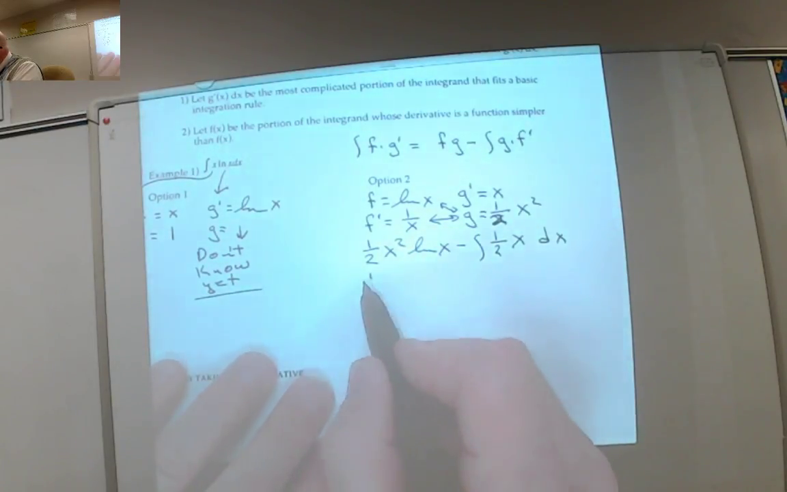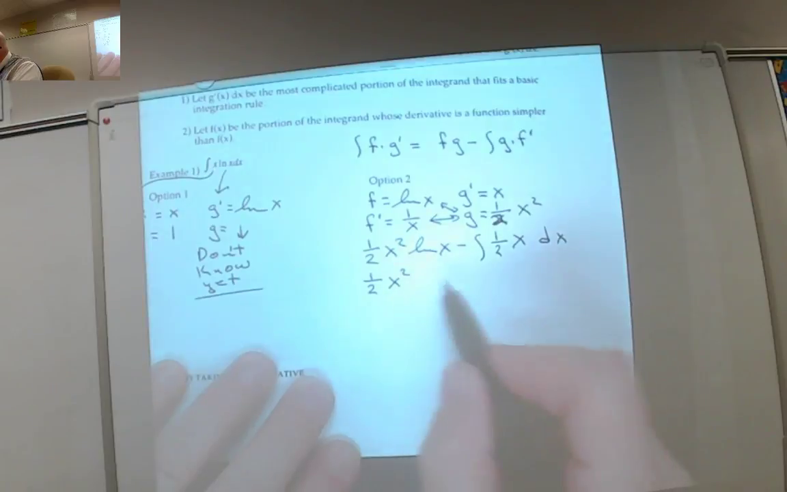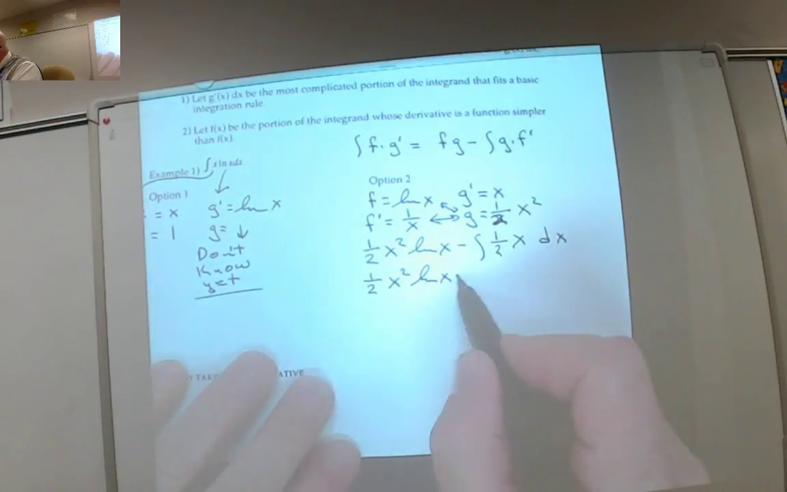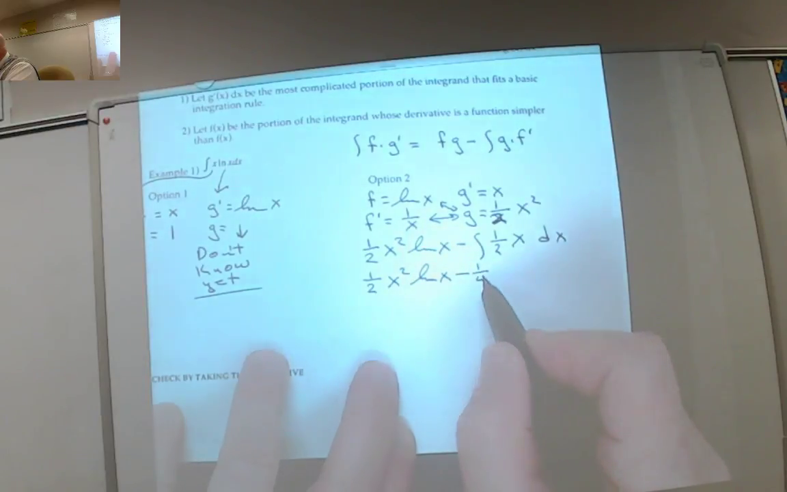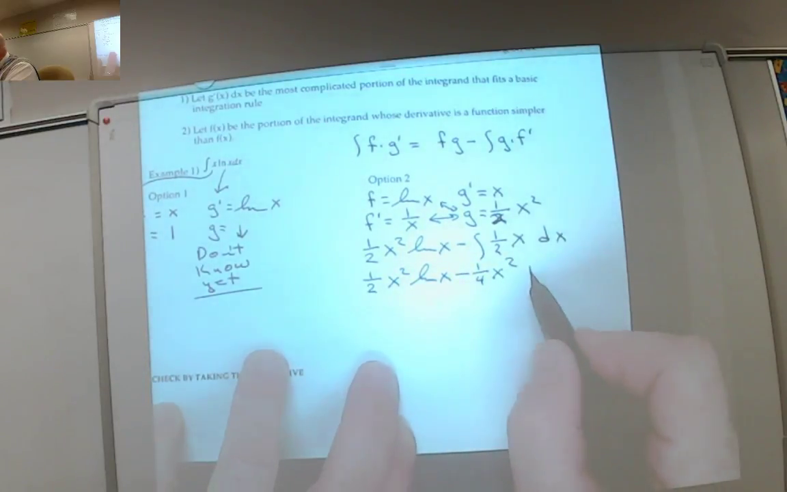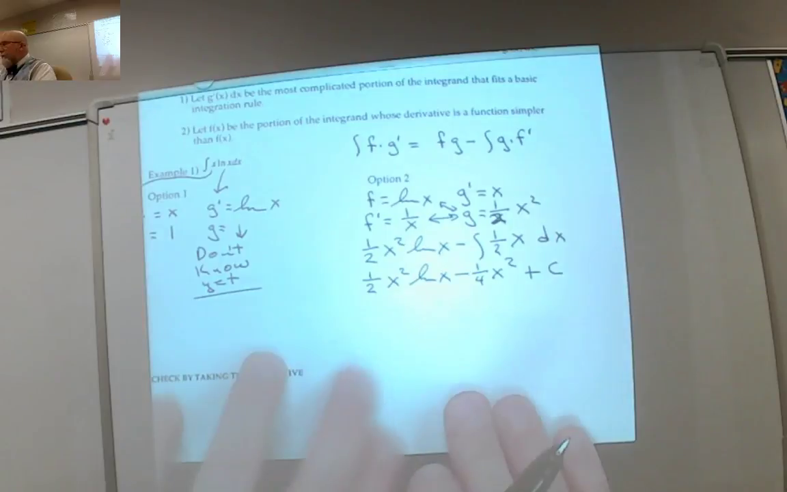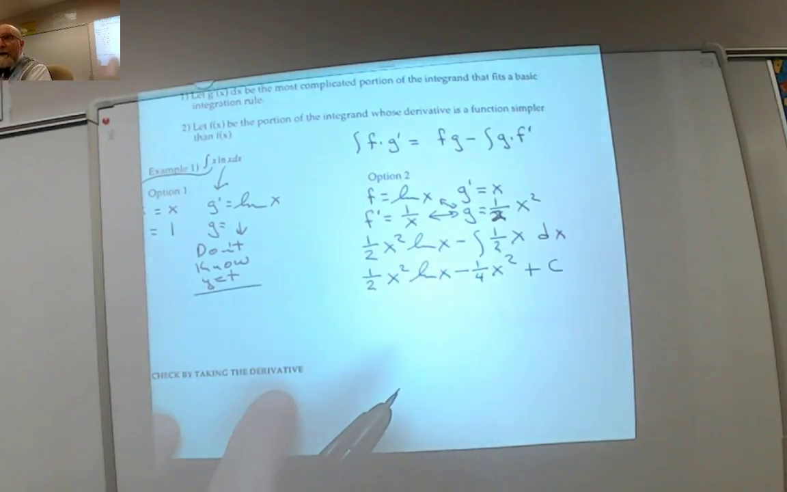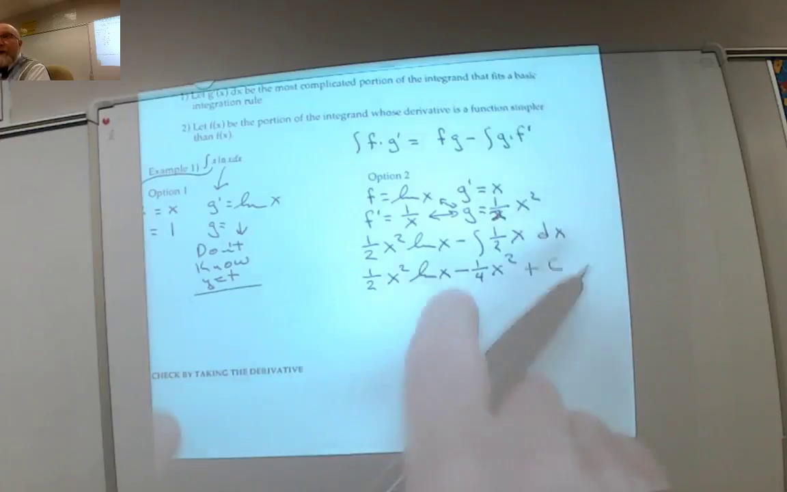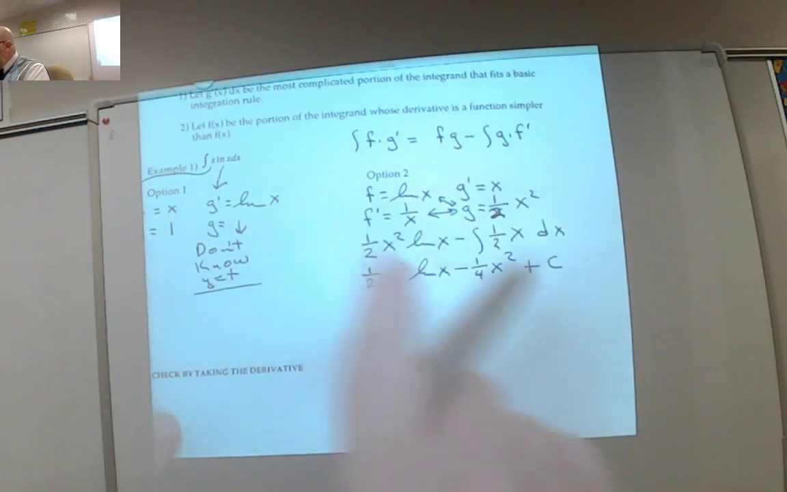So I have 1/2 x squared ln of x minus what? 1/4 x squared plus c. Okay, I'm going to pause. Does everybody see where the 1/4 x squared comes from? Okay, now I can check by taking the derivative of this, correct? And it better look like this.